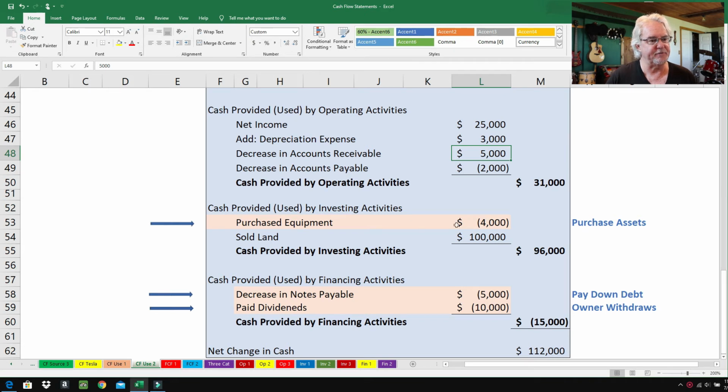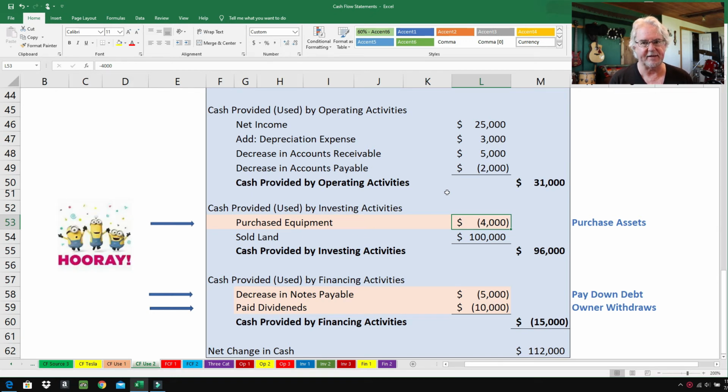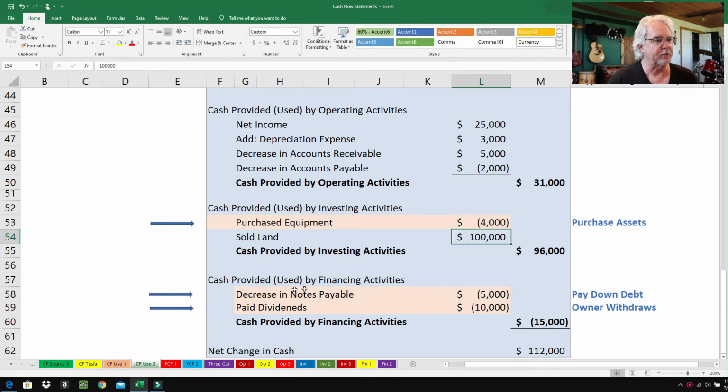Now, coming down here to investing activities, a big use of cash for Fred was purchasing equipment. And even though the number is negative, it's a negative $4,000, this is a good sign, folks. It's good for businesses to invest in themselves and keep up with technology. And of course, Fred sold some land. There we go. And coming down to financing activities, it looks like Fred is paying down a note payable. So he's paying off a debt, and that's a big use of cash. And maybe that's a very good thing for Fred to do.